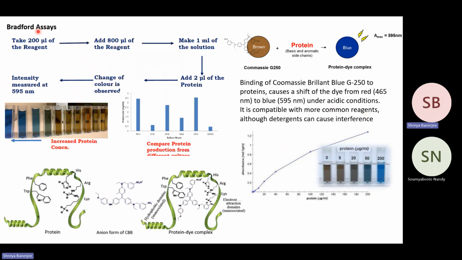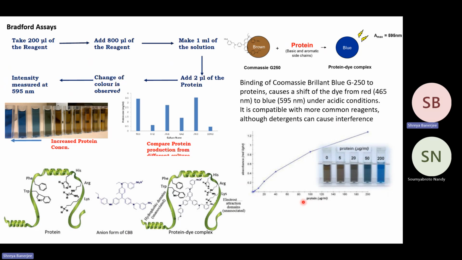And there is another test called the Bradford assay, where you have a dye called Coomassie G250, and if it is added to a protein which has basic and aromatic side chains, there will be a color change from brown to blue. You can see here a series of test tubes where in the initial test tube there is no protein. So this is the initial brown color of the dye, and slowly the concentration of protein has been increased. You can see slowly from brown there is a change to blue color as the concentration of protein increases.